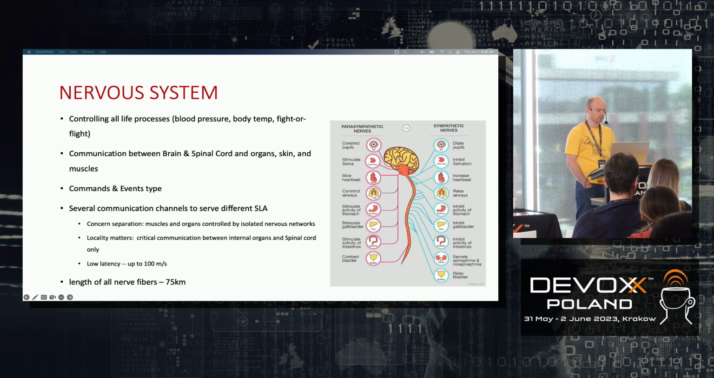And locality matters. That communication between organs and spinal cord in case of fight or flight mode. Low latency, the speed of signal is about 100 meters per second inside the nervous system. The length of all nerve fibers is about 75 kilometers.